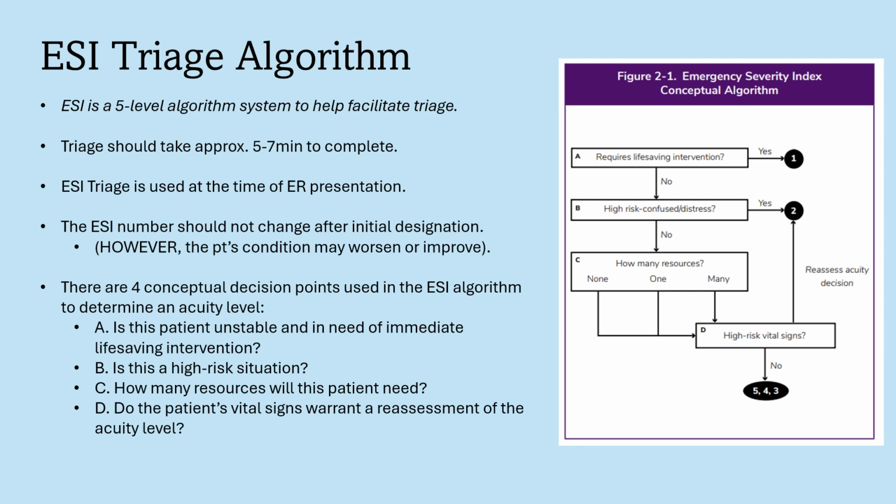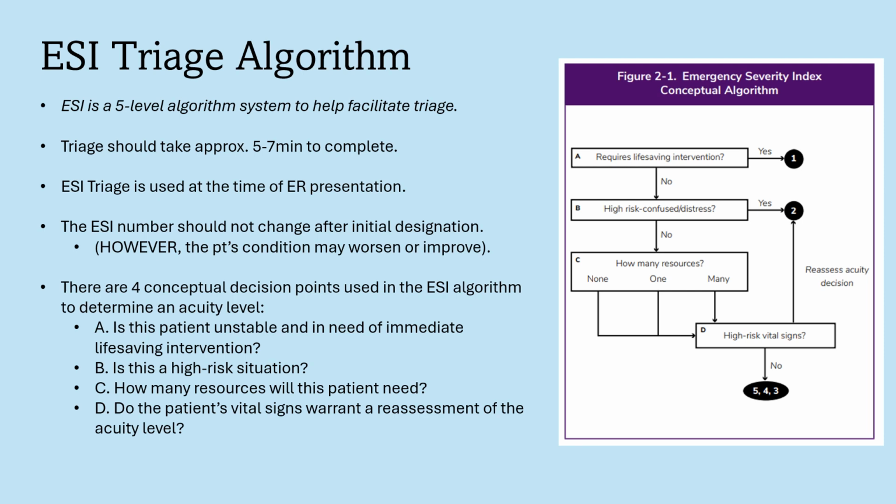There are 4 conceptual decision points using the ESI algorithm to determine an acuity level. First, is this patient unstable and in need of immediate life-saving interventions? If yes, then that patient should be a number 1. And we'll talk about all the different numbers, and I'll give you some patient examples and situations where you would want to delegate 1, 2, 3, 4, or 5. If the patient requires life-saving interventions, they're a number 1. If they don't, is it a high-risk situation? Are they confused? Are they in severe pain? Are they in distress? Are there changes in vital signs? If that answer is yes, then they should be a 2.